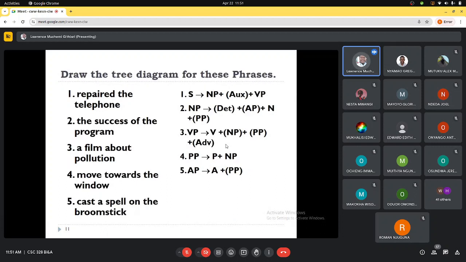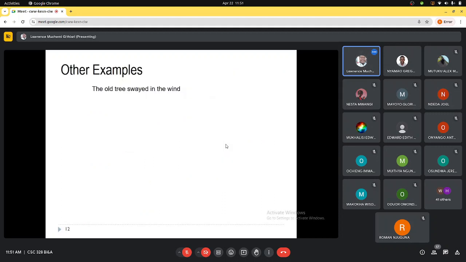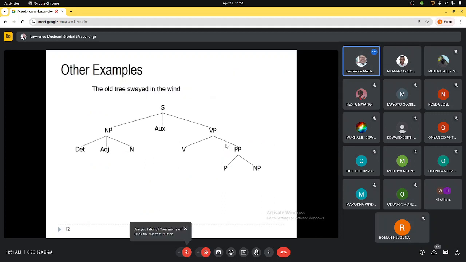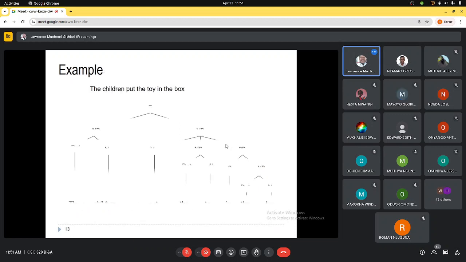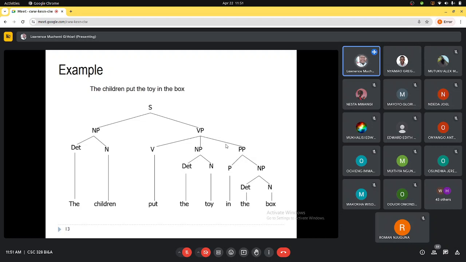Now you can, of course, exercise your knowledge here. Draw the tree bank for these phrases. Repaired the... so the answers are there. You can see them. And other examples here: the old tree swayed in the wind, and you can see how we are dealing with the context-free grammar there. The children put the toy in the box. That's another example.